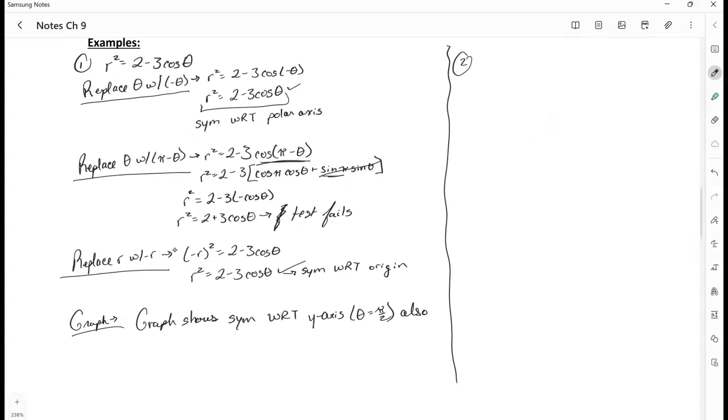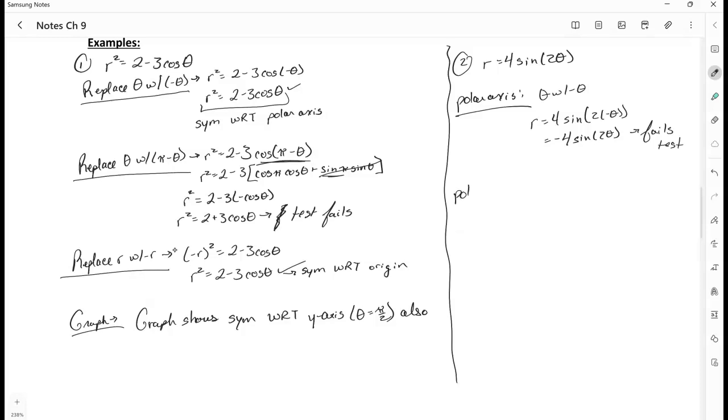Let's just do one more. You may want to pause the video, try it, and check your answer. So let's start with the polar axis. With the polar axis, we're going to replace theta with negative theta. So when we do that, we're going to have r equals 4 sine of 2 times negative theta, which is going to be negative 4 sine of 2 theta, okay, because sine's an odd function, remember. So this fails the test.